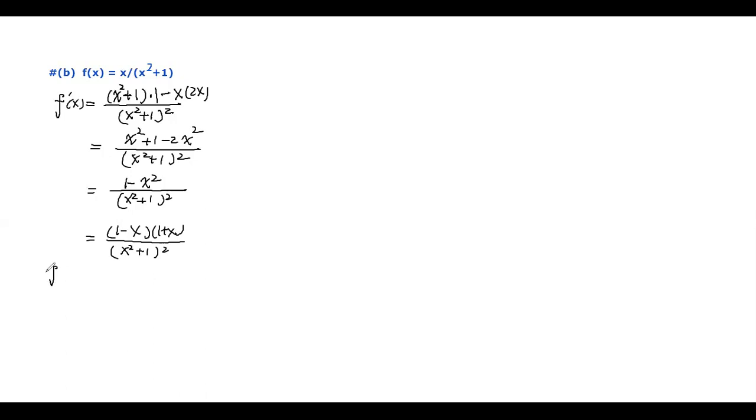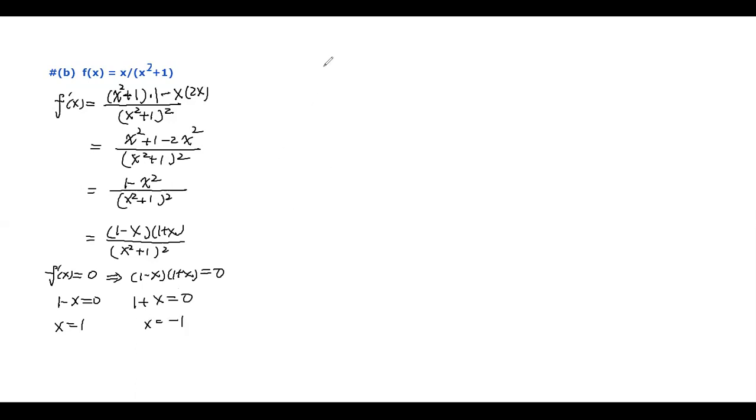So it's almost the same procedure. You set f prime x equal to 0. And when you set f prime x equal to 0, I know the denominator can never be 0. So the numerator has to be equal to 0, meaning 1 minus x and 1 plus x has to be equal to 0, right? So 1 minus x equals 0, so x equals 1. Then 1 plus x equals 0, so x equals negative 1.